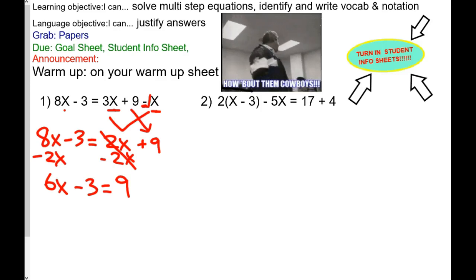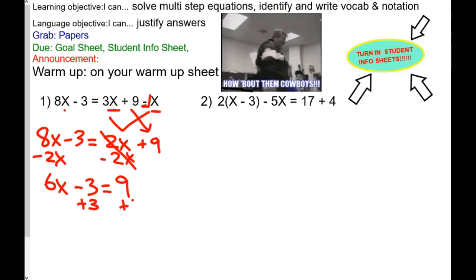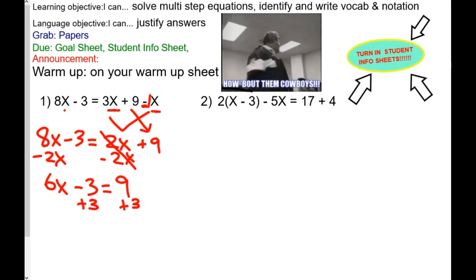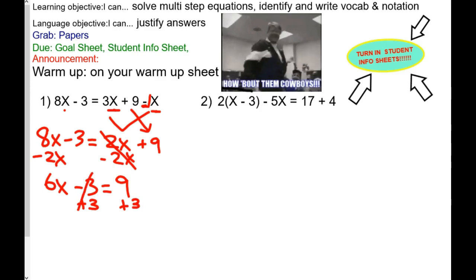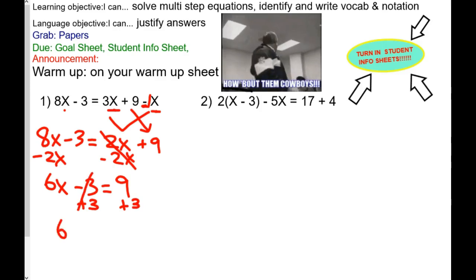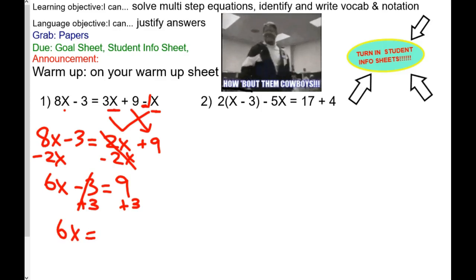All right, well, anyways, to get rid of that minus 3, what do we do? Okay, the opposite is to add 3 to both sides. Yeah, please. Please don't do that. Thank you. Bring down 6x equal sign. What's 9 plus 3?